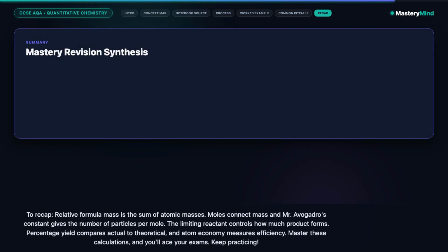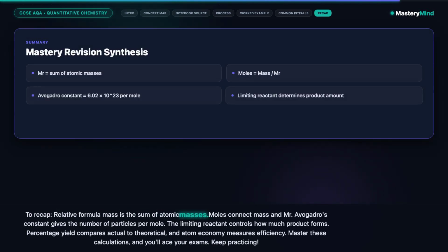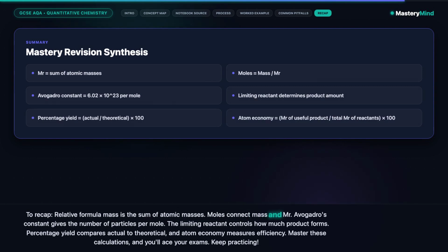To recap, relative formula mass is the sum of atomic masses. Moles connect mass and Mr. Avogadro's constant gives the number of particles per mole. The limiting reactant controls how much product forms. Percentage yield compares actual to theoretical, and atom economy measures efficiency. Master these calculations, and you'll ace your exams. Keep practicing.